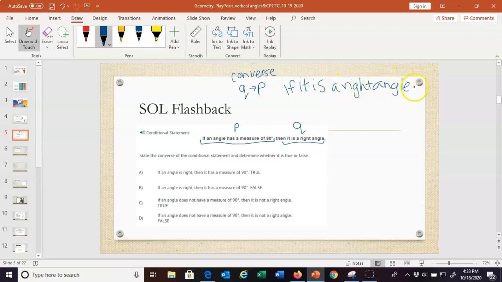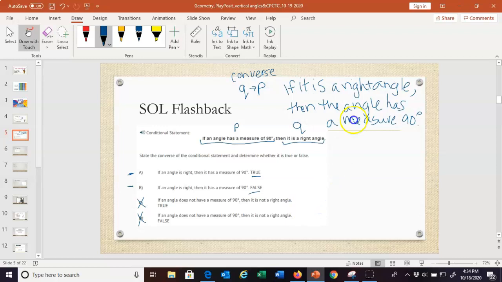And you can say if it is, or you can say if an angle is a right angle, then the angle has a measure of 90 degrees. So all we did was flip the statement. So let's see which one of these matches up with that. If it is a right angle, so it could be this one, could be this one, and it's not these two, right? So now we have to decide whether it's true or false.